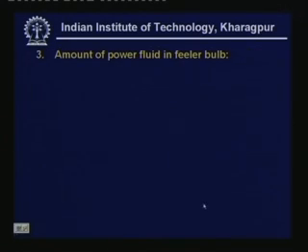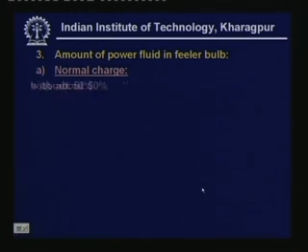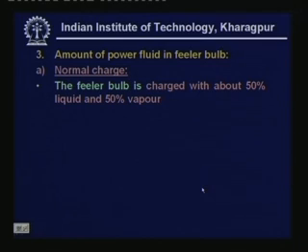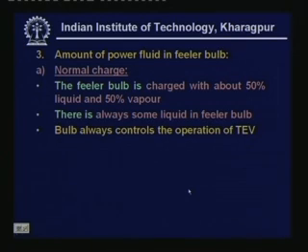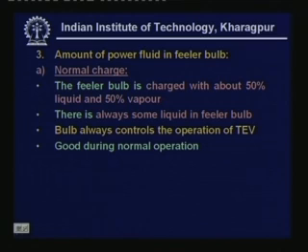Now the third variation is possible depending upon the amount of power fluid present in the feeler bulb. Okay. So based on this, you can have a thermostatic expansion valve with what is known as a normal charge. What do we mean by normal charge? Normal charge means the feeler bulb is charged with about 50% of liquid and 50% vapor. So when you have this kind of a normal charge, there is always some liquid in the feeler bulb. Once there is some liquid in the feeler bulb, you will always find that the bulb controls the operation of the thermostatic expansion valve.